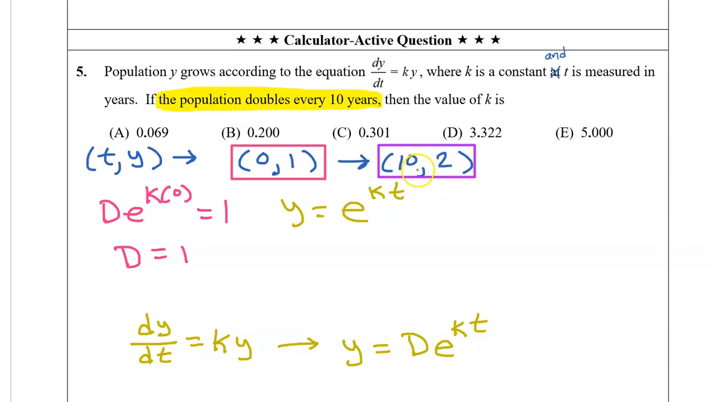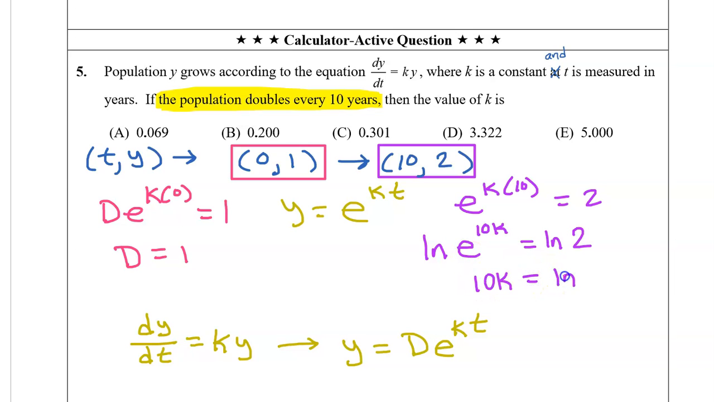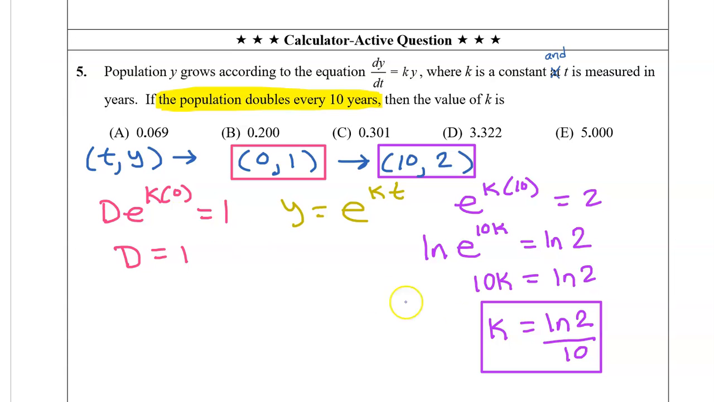Now let's use the second initial condition. When t is equal to 10, y should be 2. So that means I have e to the k times 10, and that should equal 2. I can get rid of this e by taking the natural log of both sides of the equation. Natural log and base e are inverse functions, so they cancel each other out. I'm left with 10k is equal to natural log of 2. Now I just divide both sides by 10. k equals natural log 2 divided by 10.